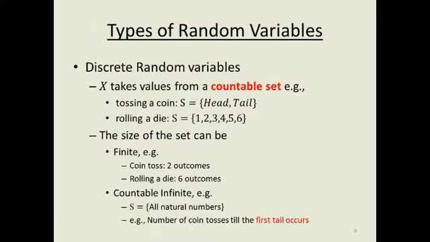Note however here that just because it is countable doesn't mean that you can finish counting. So the size of this countable set can be finite, which in the case of the coin toss or the die roll are all things that you can finish within a few seconds. You can keep enumerating all the possible outcomes in a few seconds. They could also be countably infinite. For example, if I ask you a question, how many coin tosses do you need till the first tail occurs?